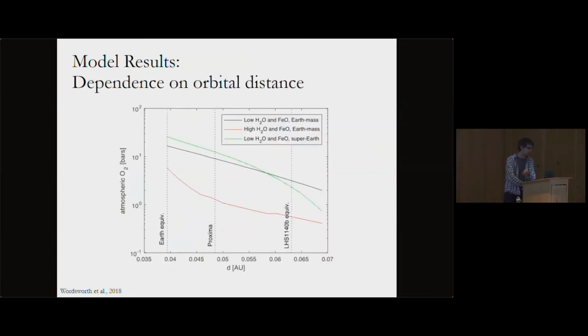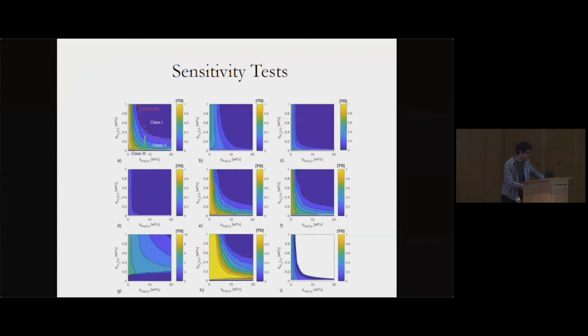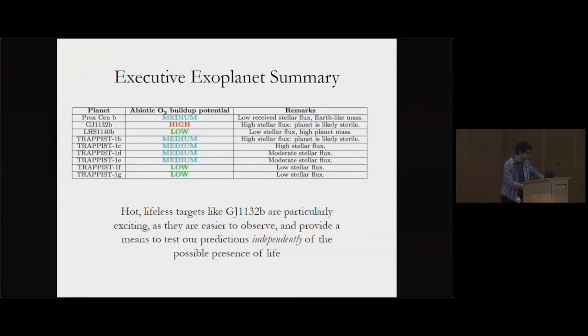Well, also very important, we found that the model depended on orbital distance. So the further away you get from the host star, the much less likely it is that you're going to build up oxygen. And then we did sensitivity tests. This is a kind of summary of the key results. And I do really want to emphasize this point here because I think it's important.